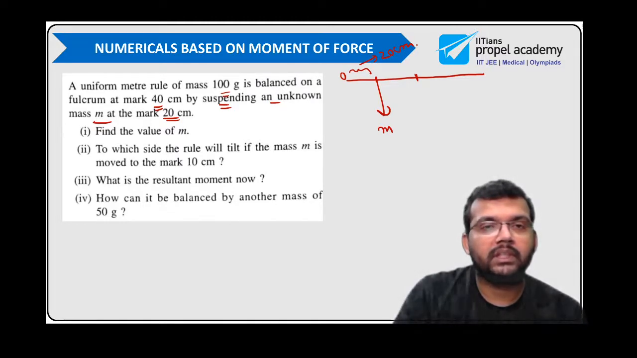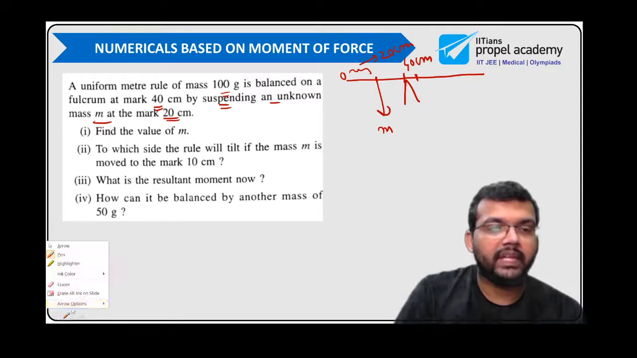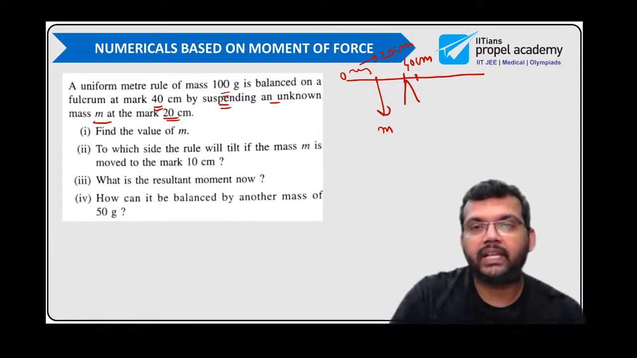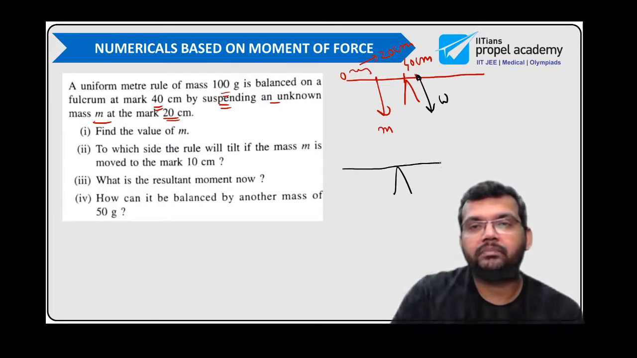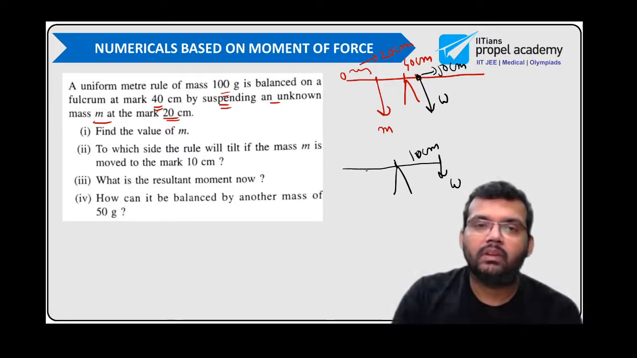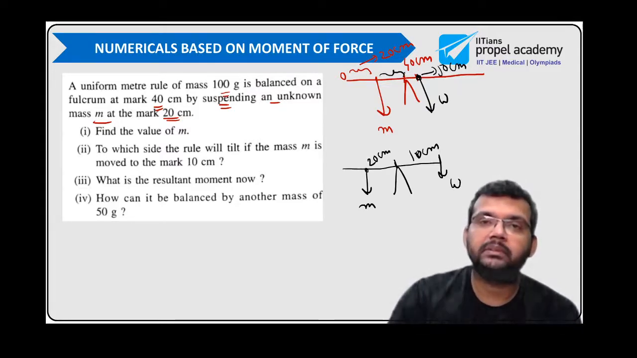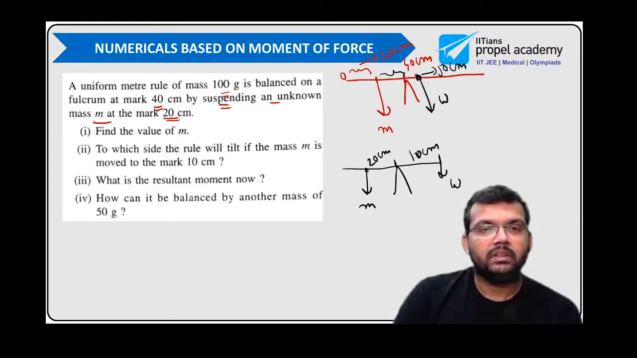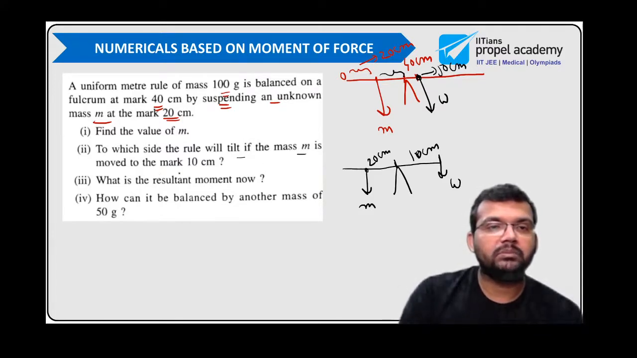A uniform meter rule of 100 gram is balanced at the mark of 40 centimeters. So here it was balanced where you have 40 centimeters. Now where is the weight acting on the scale? The weight always acts from the center of the scale. So that's W. Let's redraw the diagram from the fulcrum. W acts exactly at 50 centimeters, that's the midpoint of the scale, which means this is 10 centimeters. And now M is acting at a distance of 20 centimeters, so this gap is 20 centimeters. Now, to which side will the rule tilt if the mass M is moved to mark 10 centimeter?